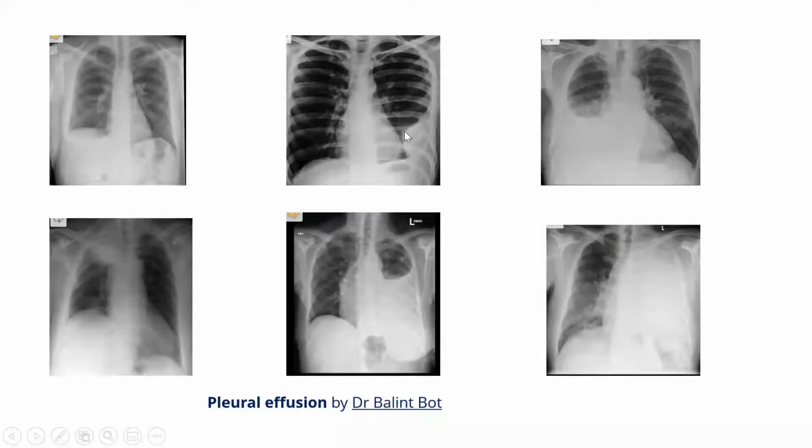This is a sort of loculated pleural effusion. This one is a large pleural effusion, as well as this one. And this is a massive pleural effusion, shifting the mediastinum rightward. So there are different levels of pleural effusions as well.